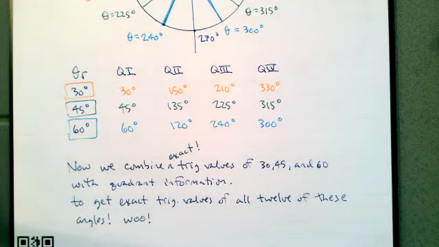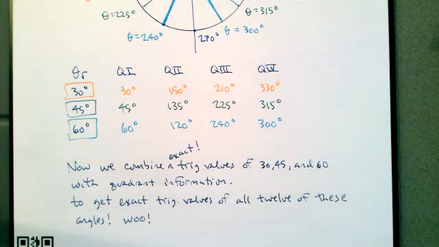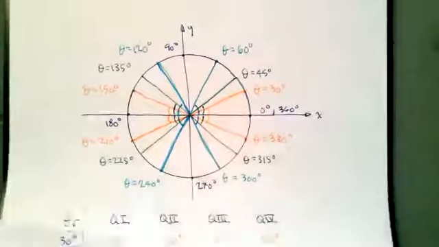Now we're going to combine what we know. We know the exact trig values for 30, 45, and 60. We're going to combine that with quadrant information to get the exact trig values of all 12 of these angles. So let's do that. First, I'm going to talk about just how it works.